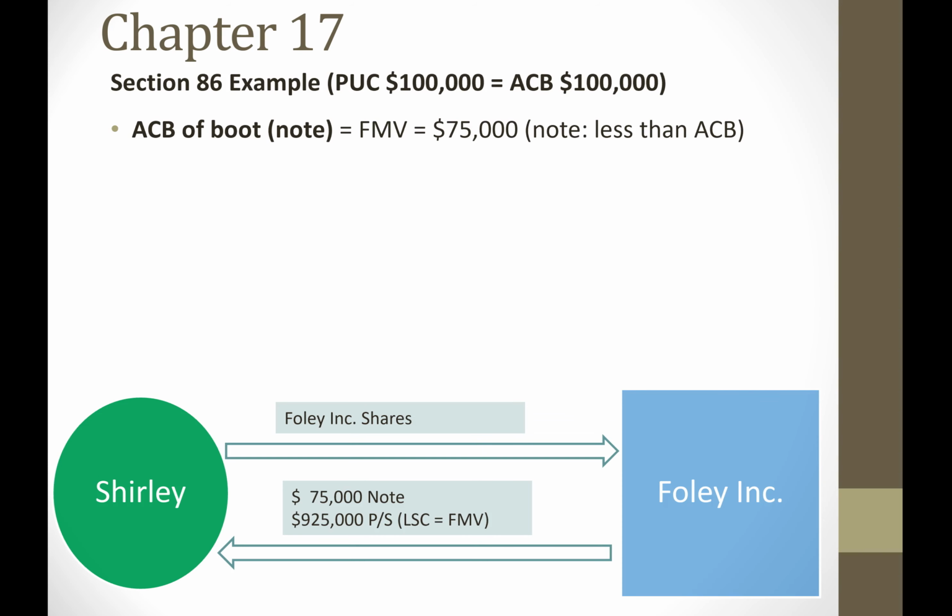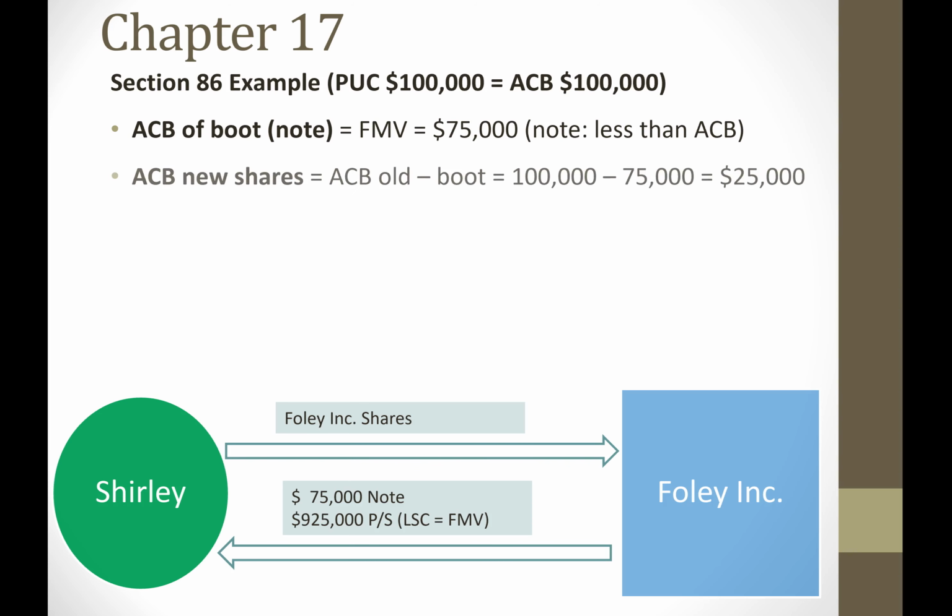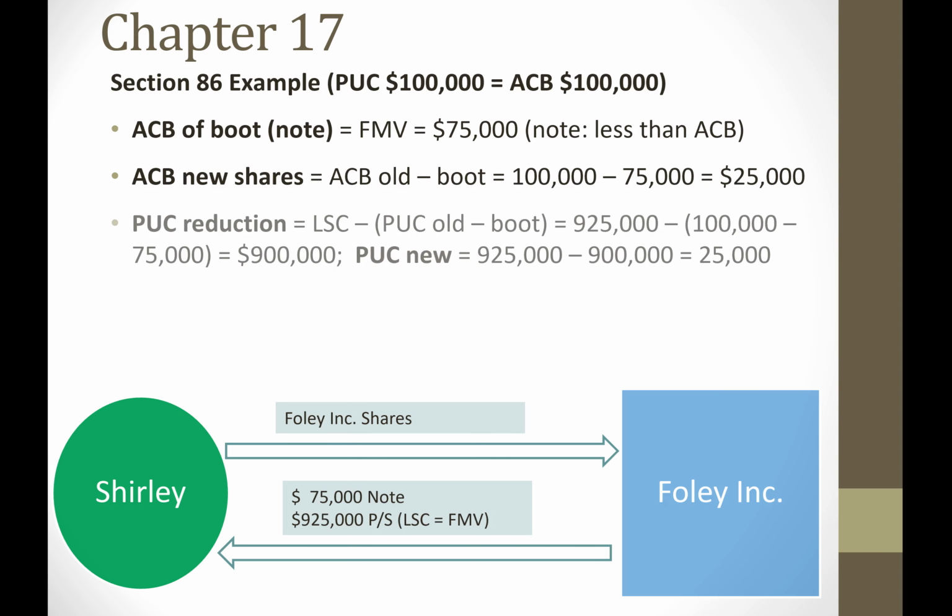Now, the ACB of the note that Shirley now holds is equal to the fair market value. And so once again, remember we said that if she takes back boot less than the ACB of the shares she's going to give up, there's going to be no immediate tax consequences. So let's actually confirm that. Now, the ACB of the new shares, remember those new preferred shares that she's going to get, that's going to equal the ACB of the old shares, 100,000, minus the boot that she took out. And so the ACB of the new shares is going to be 25,000. Now there's going to be a PUC reduction, and if we work through the PUC reduction, the PUC of the new preferred shares will also equal 25,000.